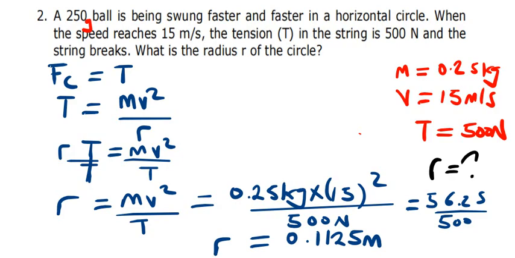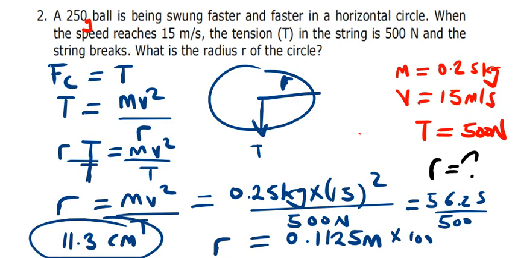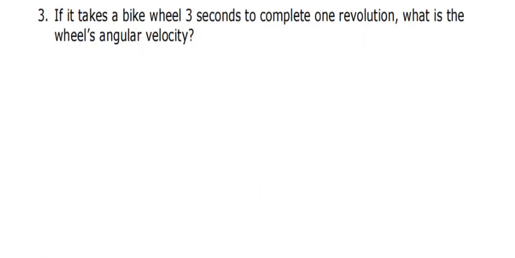The string's length in terms of the radius, we say this is the tension, but the radius itself in this case is going to be that amount. It is in meters, but if you want to convert this to centimeters, I'm supposed to multiply by 100. In this case, if I want it in centimeters, it is going to be about 11.3 centimeters. Basically this or this in meters. So that's how we're going to solve the second question.